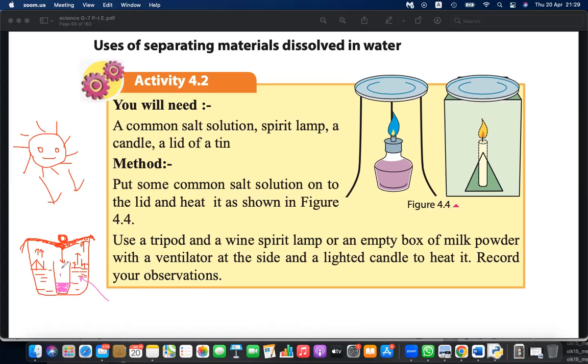Right. And actually here what you are going to do is, this is an empty box of milk powder with a ventilator. Take a milk powder box so that air can ventilate, otherwise it won't keep burning. If you have a spirit lamp that's good. Otherwise, light a candle in a box with good air supply and place the dish on top. Anyway, after observation you will see the salt dust will be here. Salt, white color salt will be here.